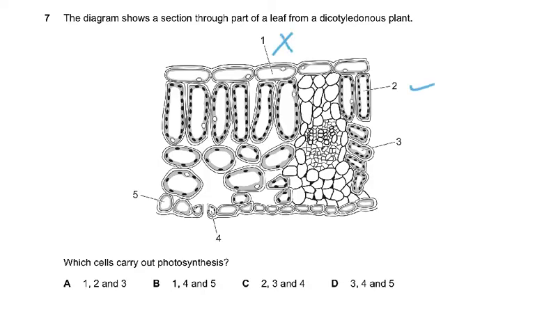Yes, this can do. 3 can do because it contains chloroplasts. And 4 can do because it's guard cells and they contain chloroplasts. 5 cannot do, that's the lower epidermis. So 2, 3, and 4, the answer is C.